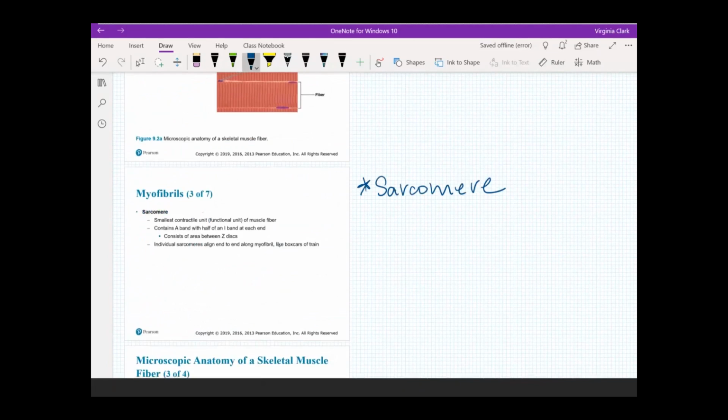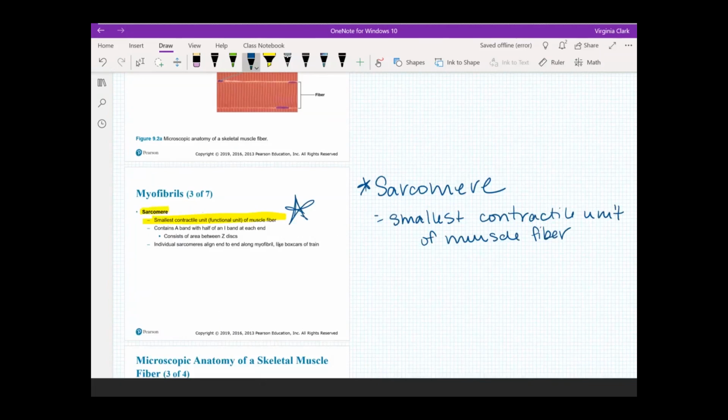This is a very unique feature, the sarcomere. A sarcomere is considered the smallest contractile unit of the muscle fiber. This is the thing that actually makes the muscle shorten. This is very, very important. And what it consists of is the area between the Z discs.